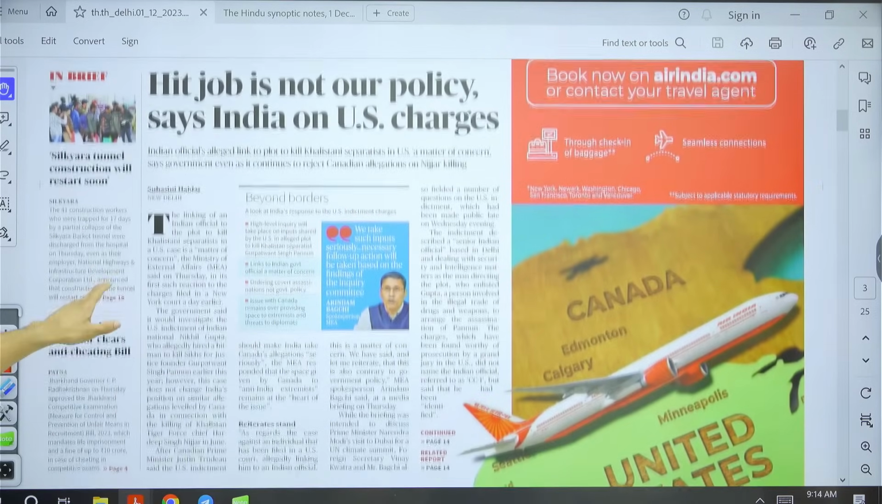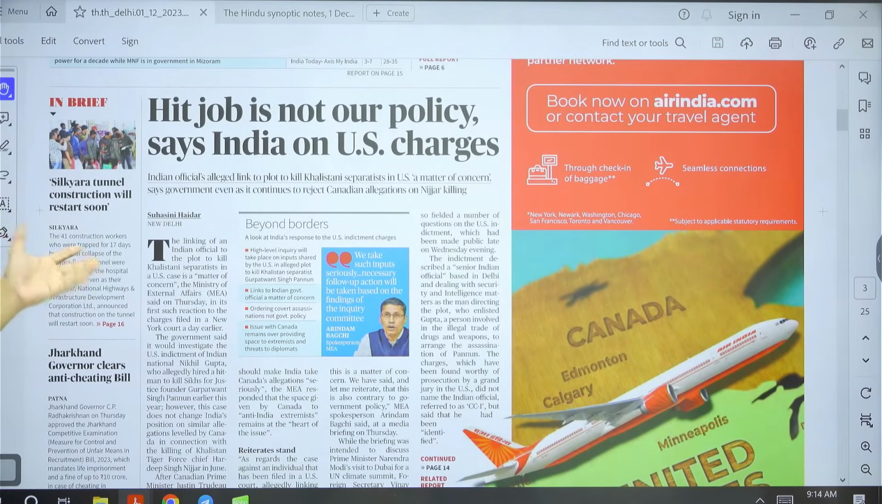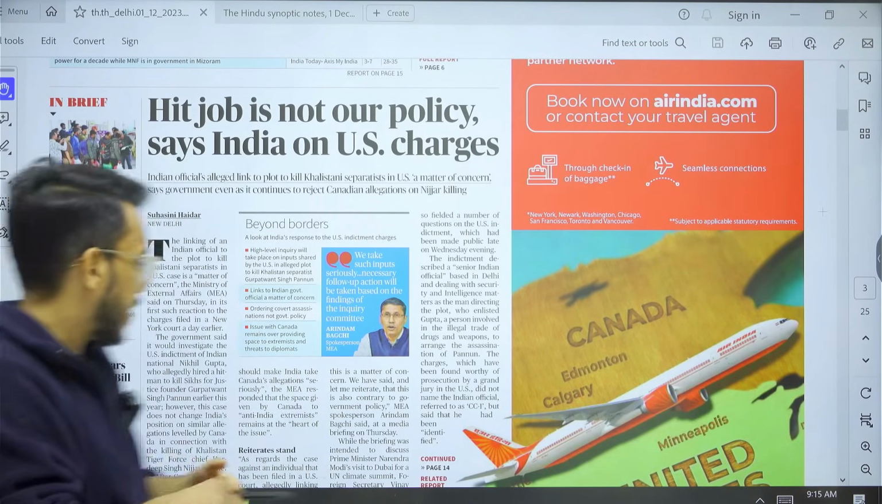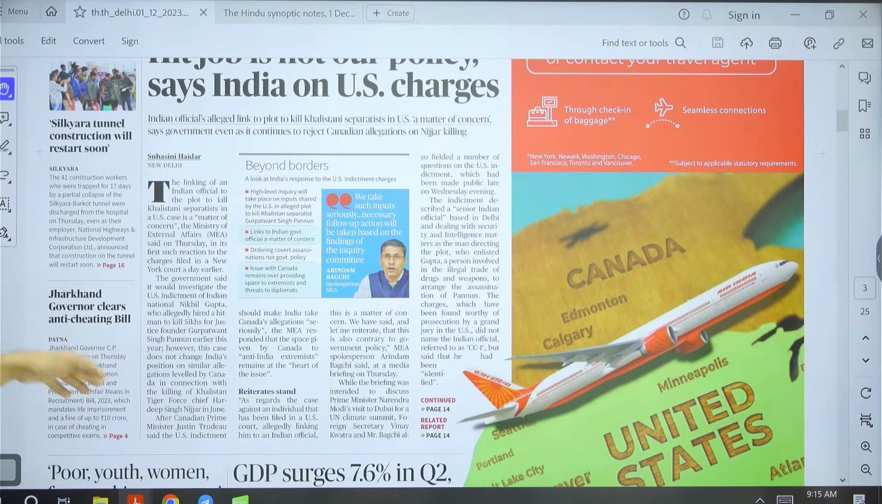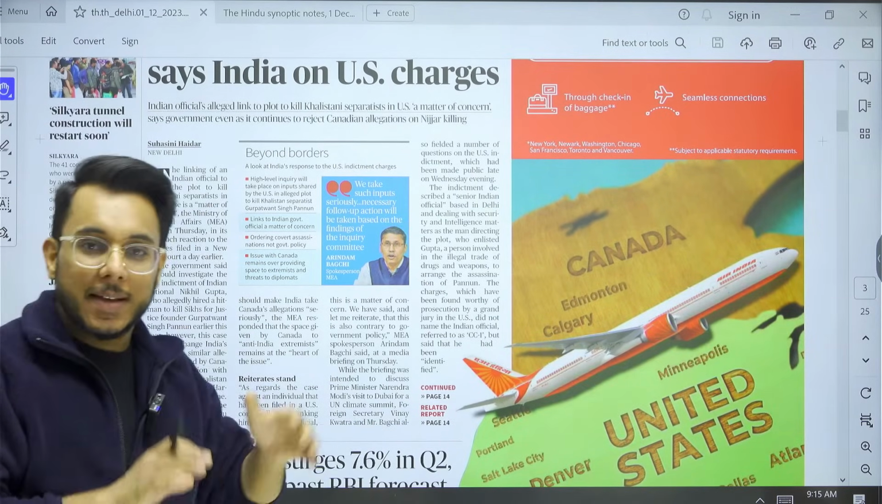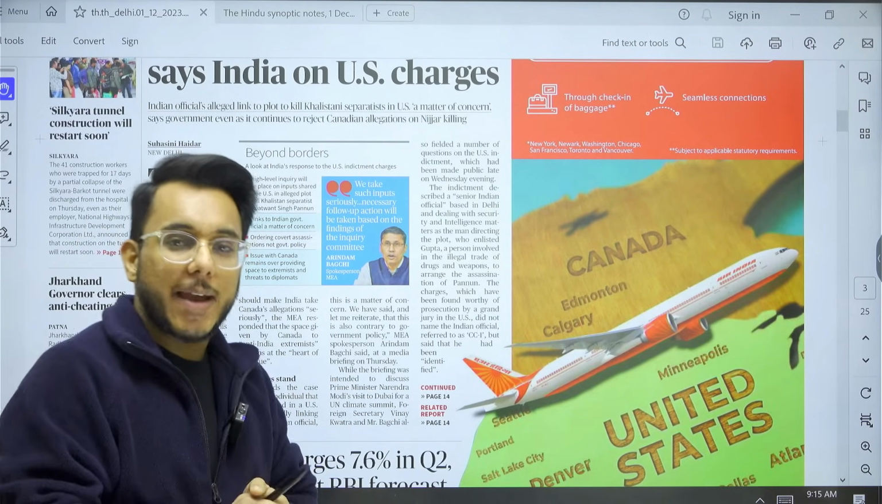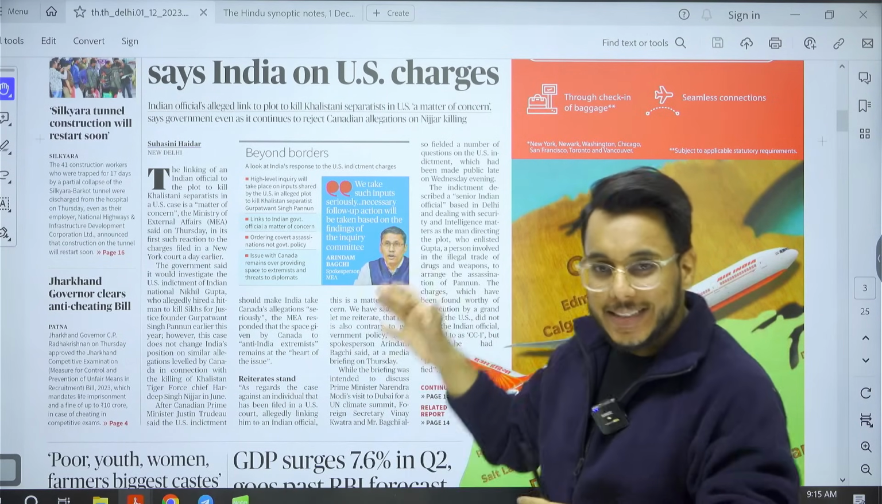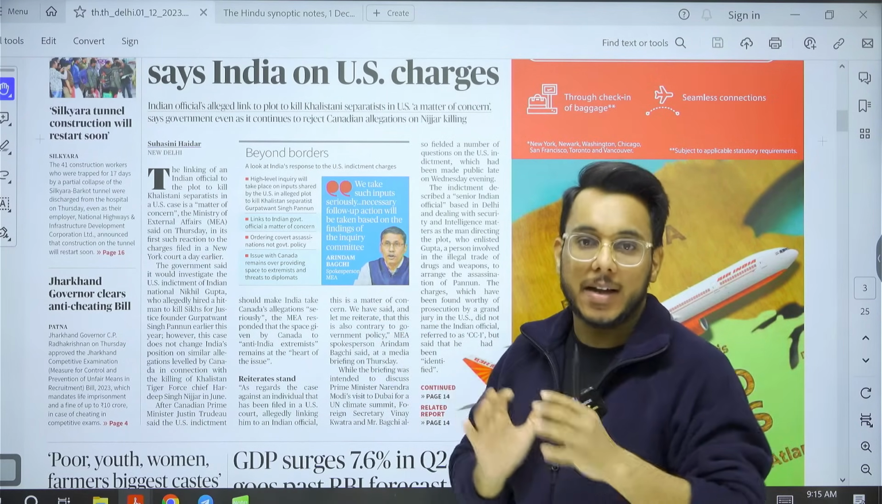Then further moving on, "Hit job is not our policy, says India on US charges." Recently we have seen that the US has indicted an Indian national with respect to the killing of a person, who has been the founder of Sikhs for Justice. Now guys, one point I would like to put here is that you are not really required to track this particular incident too much in detail.